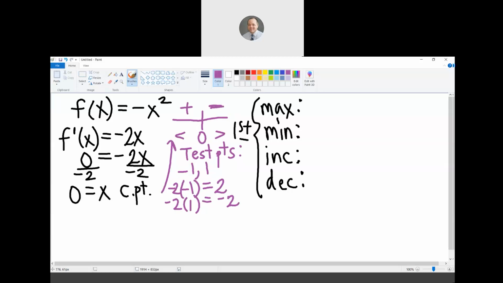Now, anytime you go from positive to negative, that indicates a maximum, a local maximum point. So our relative maximum point is at 0. And to find the y value, just go back to your original function and replace this x with 0. So our relative maximum point happens at the ordered pair 0, 0. There is no relative minimum point.